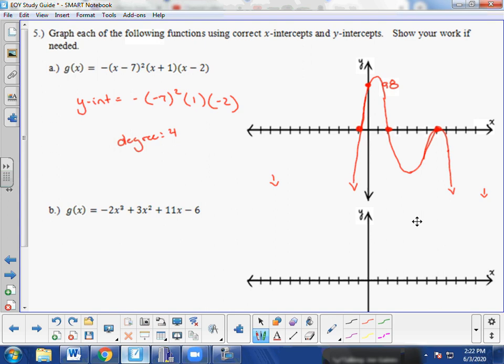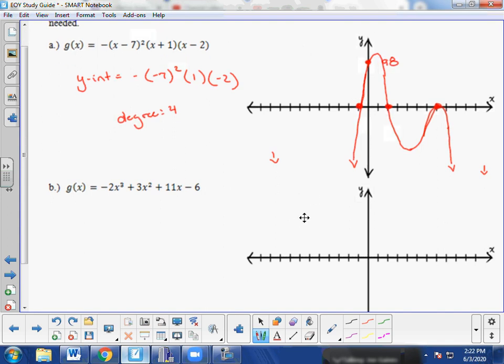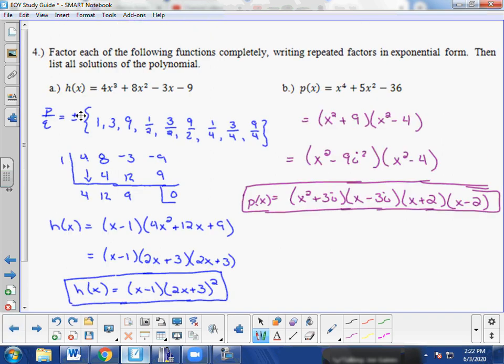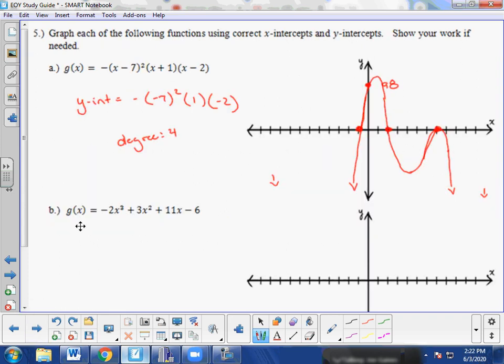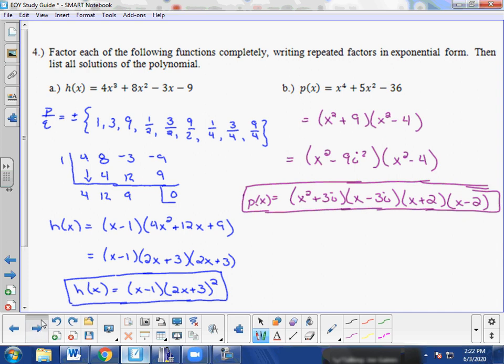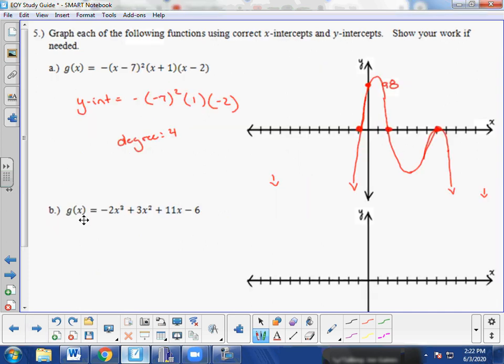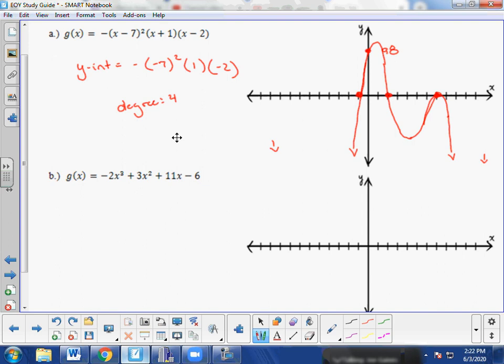We want to do the same thing with b, but with b, we don't actually know the zeros. This function in b is not factored. So we want to factor it like we have in the previous examples. In those examples, we used different factoring methods, and in 5B, we're going to use another different factoring method.